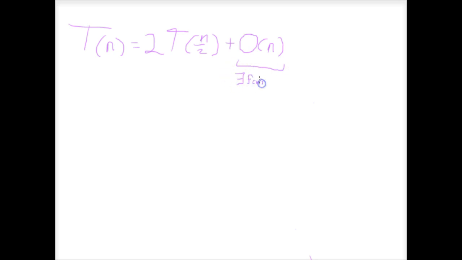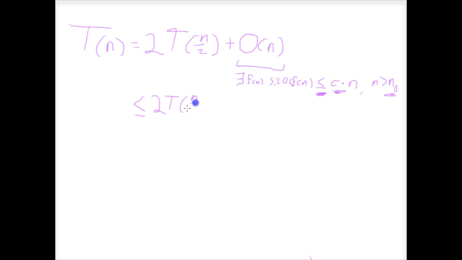Big O of n on the right-hand side merely means there exists some function f(n) such that 0 is less than f(n), and f(n) is less than or equal to some constant c times n, which is inside that big O. And this is only true when n is bigger than some n naught. We can treat those c and n naught as input to us, so they're given.